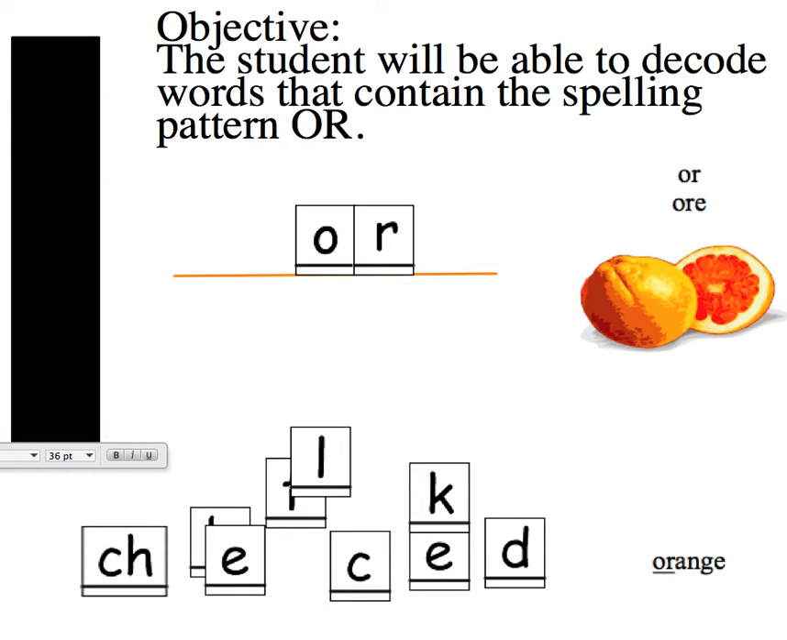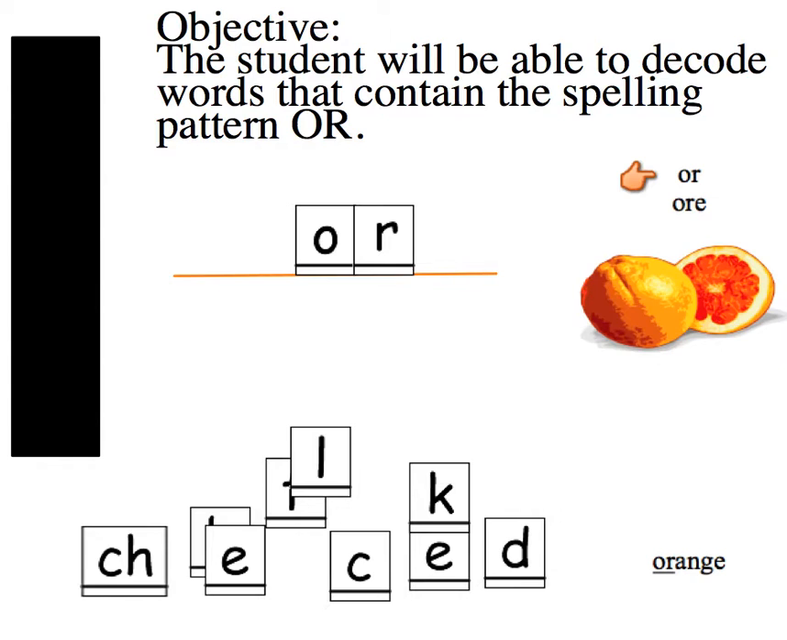For today's session, you will need some phonics tiles or small pieces of paper or cards that you can use as phonics tiles, a pencil, paper, and your reading eyes. So let's get started. Today, at the end of the session, students will be able to decode words that contain the spelling pattern OR within them. So let's get started with our spelling combinations.